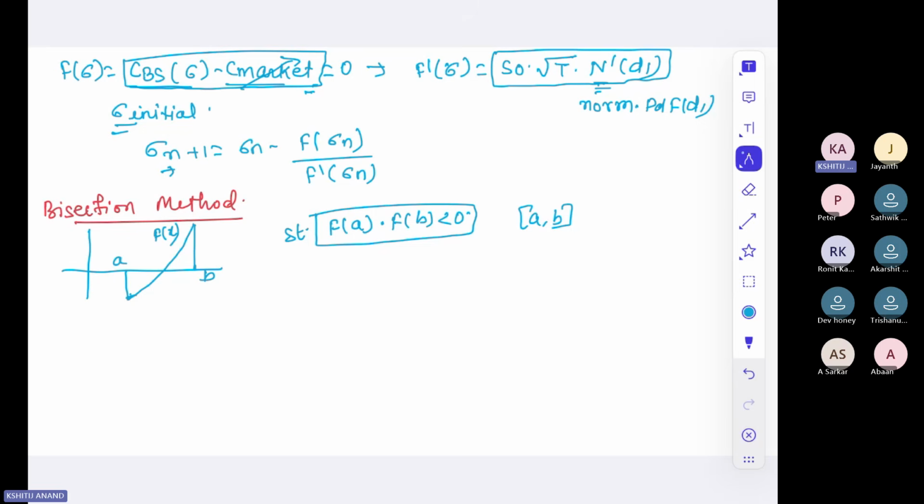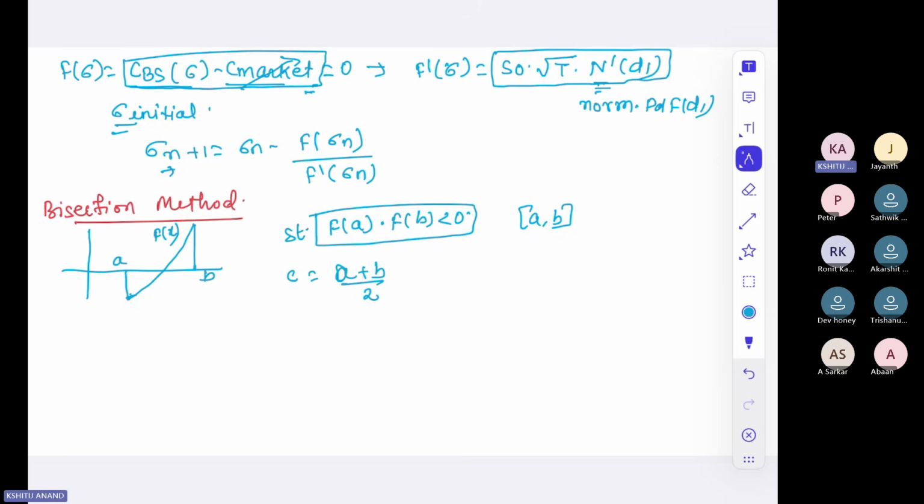Now what will be your next step? Your next step will be to use a term c equal to a plus b by 2. Now, once you find out this term, what will you be doing? Can someone tell me the strategy? If I am able to find out a term c, then what will I do?